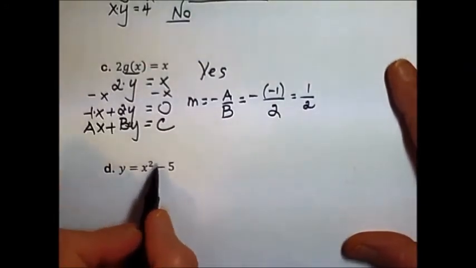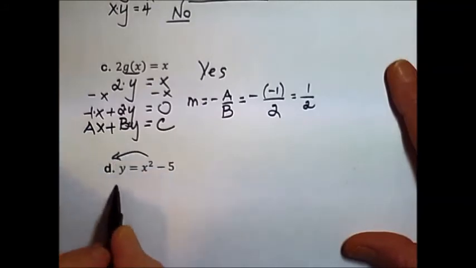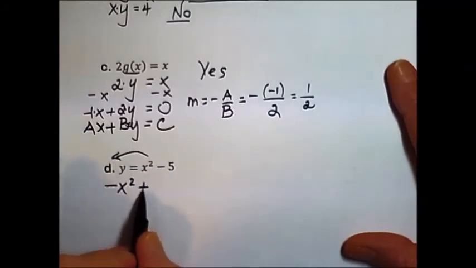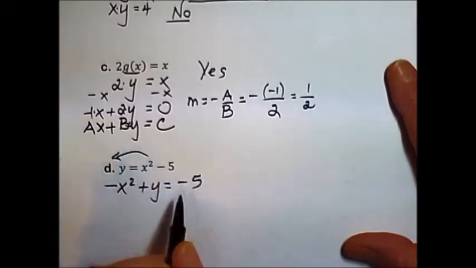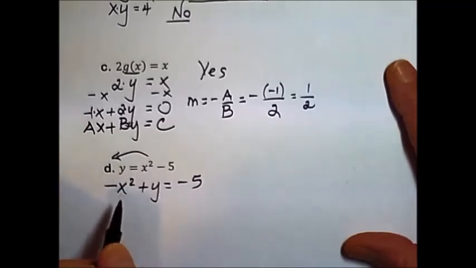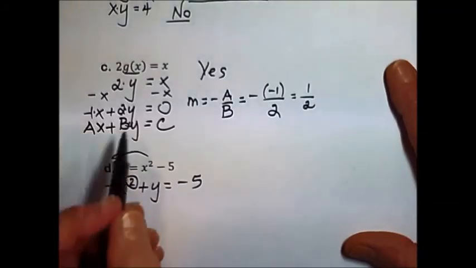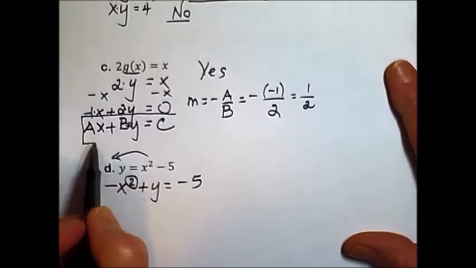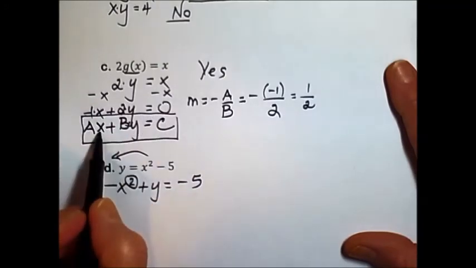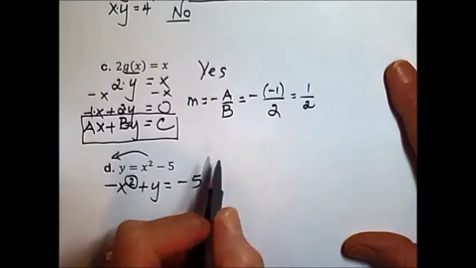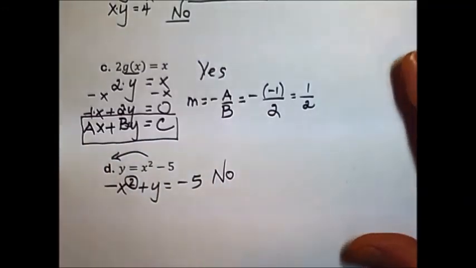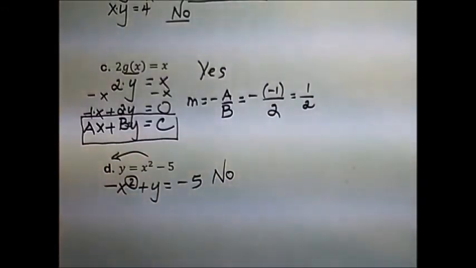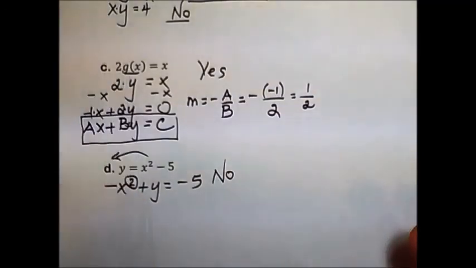This last one, we don't even need to manipulate it. If you want, you could put the x to the other side, which makes it a negative x squared plus y is equal to negative 5. The problem, and there's nothing that's going to eliminate that x squared, is the fact that we have x to the second power. Our standard form for a linear equation has both the x and y to first degrees, so this would neither qualify for a linear equation, like the second example.